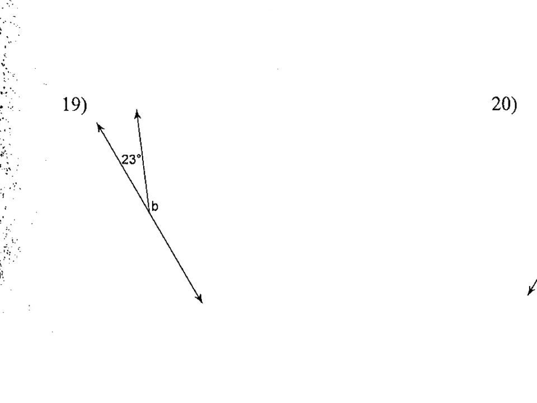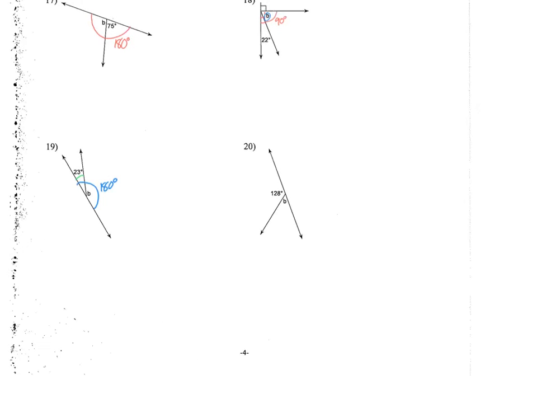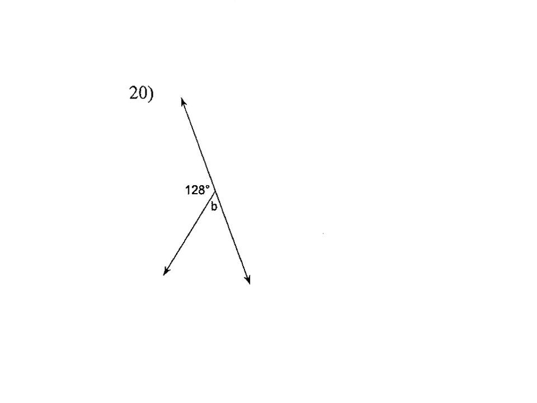Again, on number 19, same kind of thing. We have these two angles forming 180 degrees together. So if I wanted to solve for B, I would need to take away this 23 degrees. And finally, on number 20, same kind of thing. These two both make up 180 degrees. I would have to take away the 128 in order to find B.